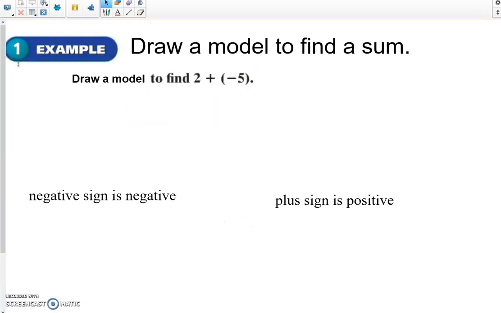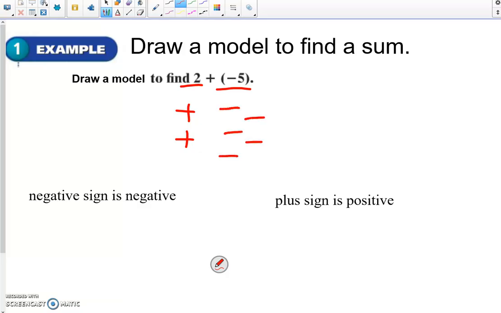One way to add integers, it's not really efficient, but it's a way that gives you a visual. One way is to draw a model, and that's what they want us to practice here. So we'll practice it a little bit, and then we'll come up with other ways to add integers. It says draw a model to find 2 plus negative 5. Well, 2 I know is a positive number, so I'm going to draw a picture of two positives, two plus signs. Okay. Now it says add in 5 negatives. Well, negatives have to have a minus sign, so I'm going to put in 5 minuses.